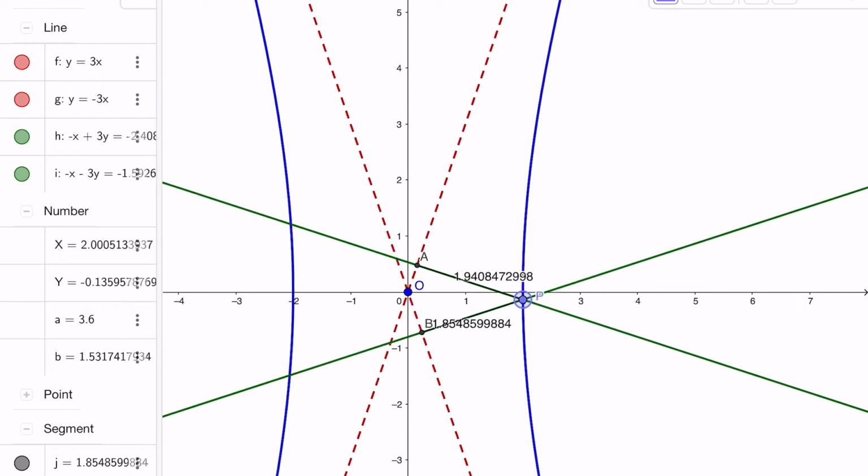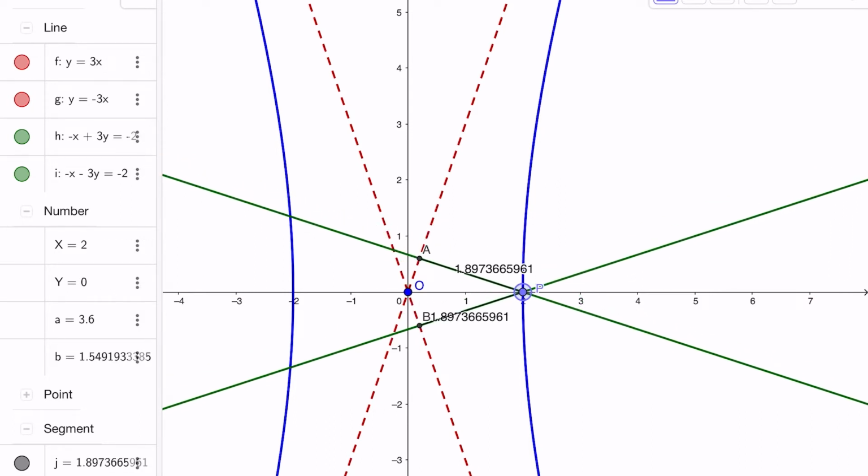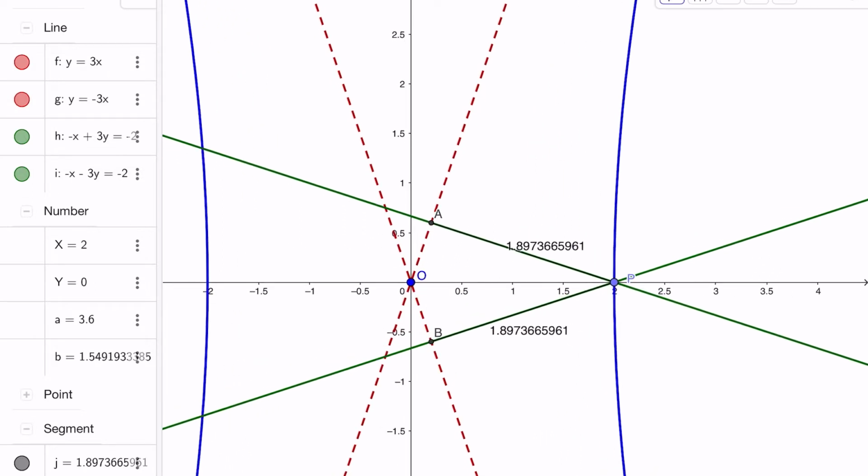which means that to find the answer to the question, I can move it to a trivial position like this point, where point P is at the point x equals 2, the vertex of the hyperbola. That forms a kite shape, where both the length AP and BP are the same, and it also makes a right angle triangle with the x-axis and the asymptote.